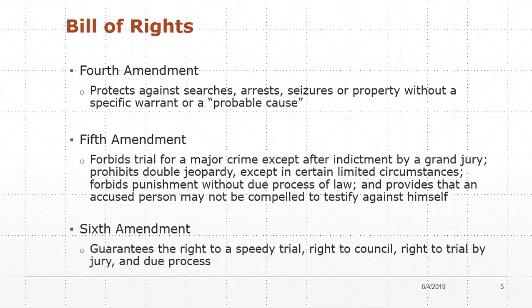The Fifth Amendment forbids trial for a major crime except after indictment by a grand jury, prohibits double jeopardy except in certain limited circumstances, and forbids punishment without due process. It also provides that an accused person may not be compelled to testify against himself. You heard this a lot in trials where individuals would take the Fifth Amendment so as not to incriminate themselves. The Sixth Amendment guarantees the right to a speedy trial, a right to counsel, a right to trial by jury, and due process.